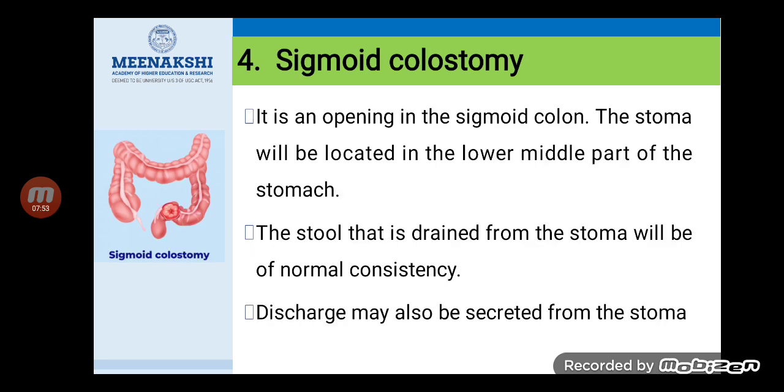Next, we'll see the sigmoid colostomy. It is an opening in the sigmoid colon. The stoma will be located in the lower middle part of the stomach. The stool that is drained from the stoma will be of normal consistency because most of the digestion has taken place before the contents reach the sigmoid colon. Discharge may also be secreted from this sigmoid stoma.